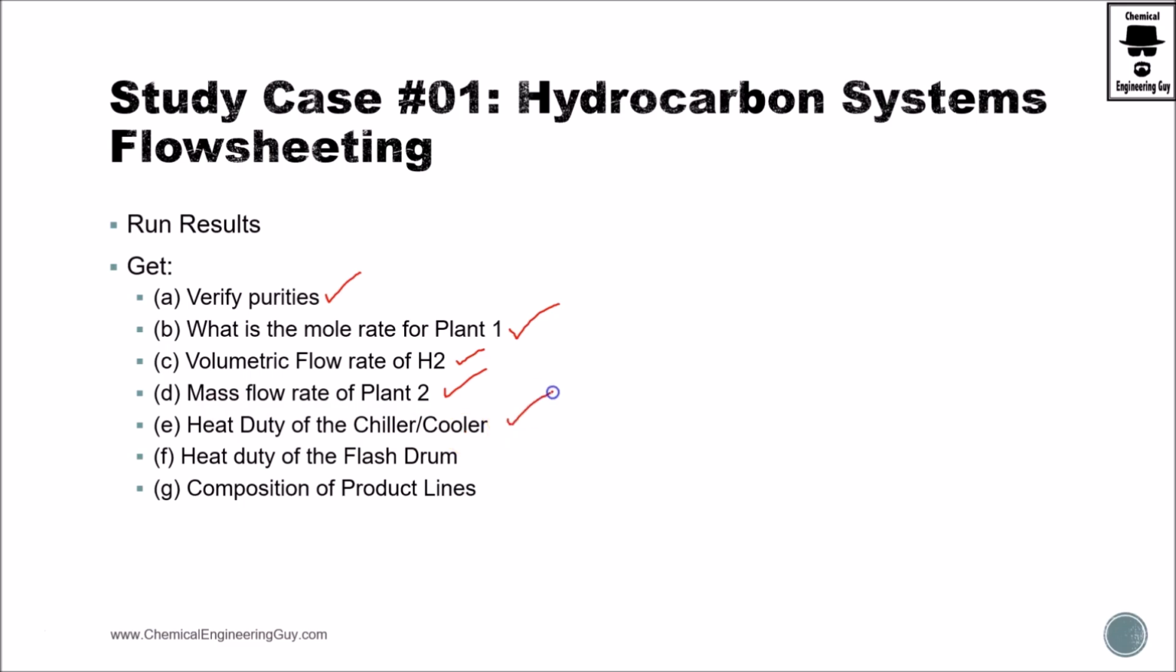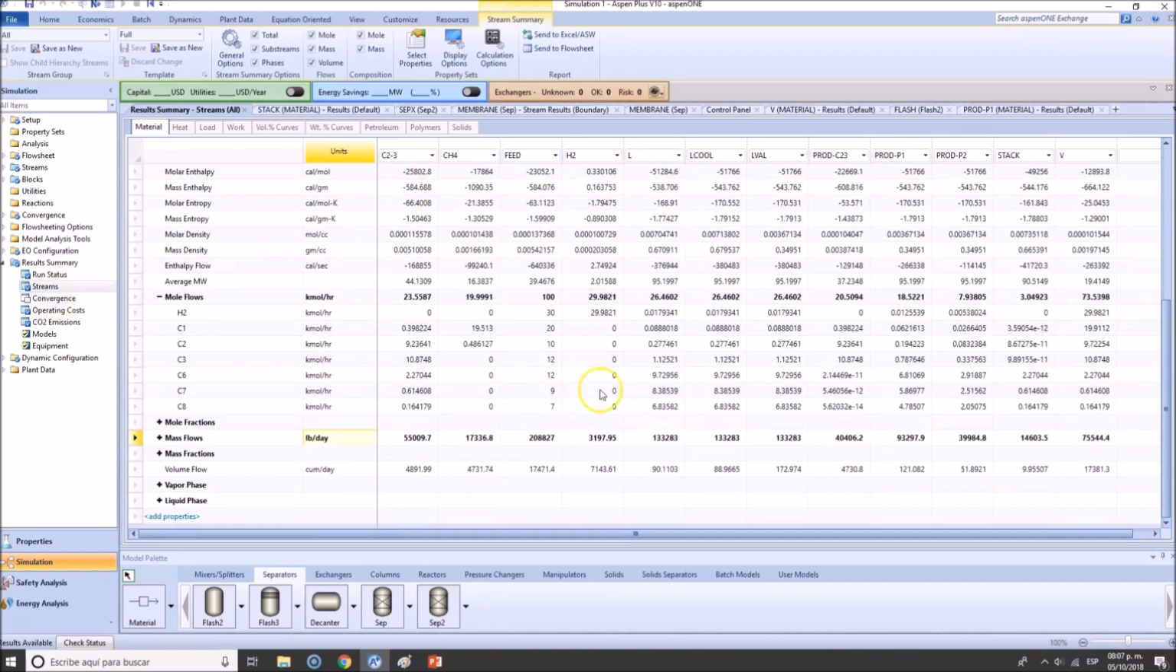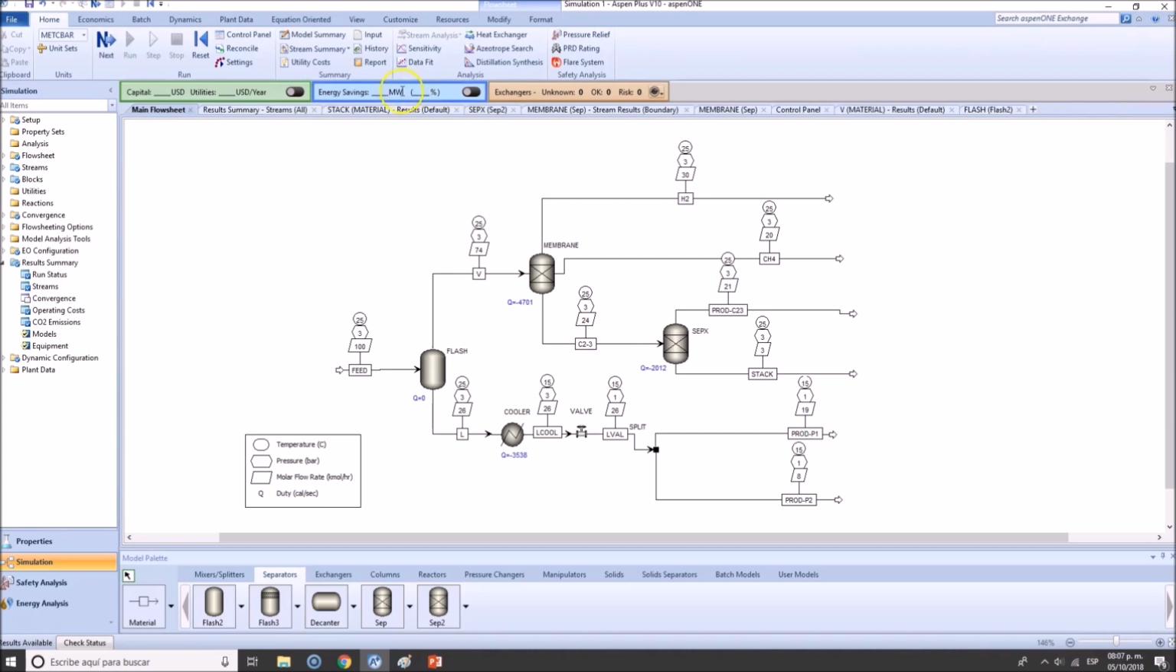Heat duty of the chiller. Now this is interesting because right now we are in the stream part. So what you're wondering, where can we get this right here? So you just go here and state before, you can add, wait for it.